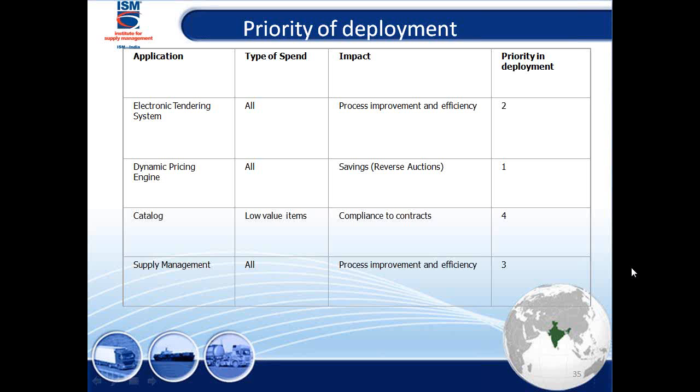The next comes the catalog part. Catalog is very, very important again. Supply management is also important. So you can see the priority I'm putting up: if you're planning a reverse auction, which is becoming very popular now in the public sector and the private sector, I'll say the priority in deployment is number one. Number two is obviously the e-tendering part. E-procurement has no meaning if you don't have that. Catalogs are equally important, and supply management is managing the relationship with suppliers, contract management, all are part of this.